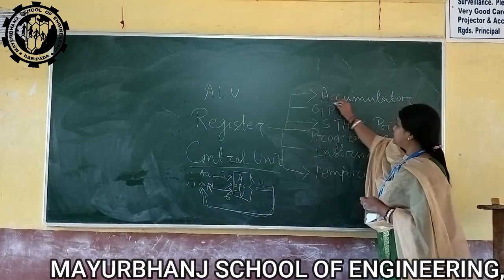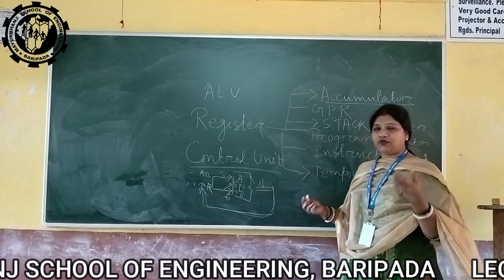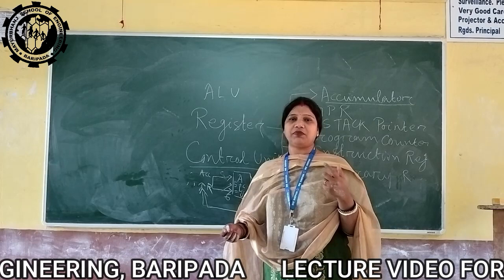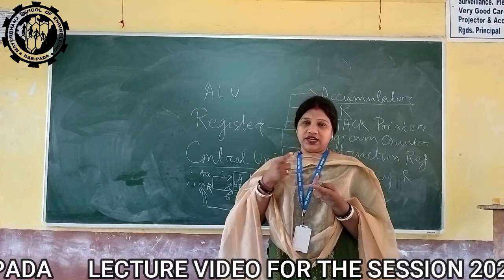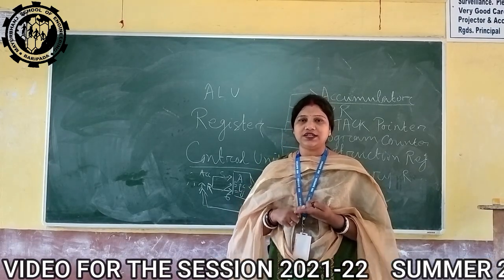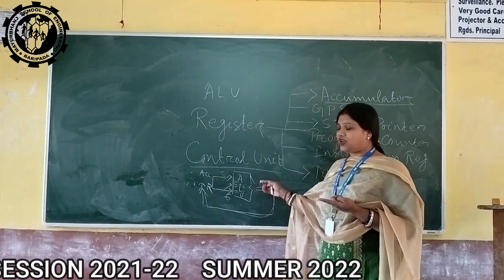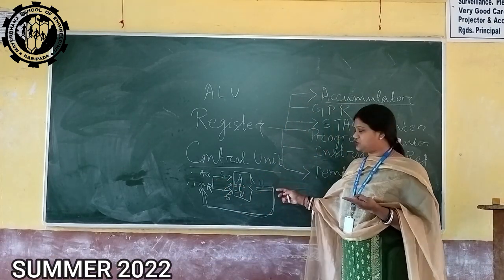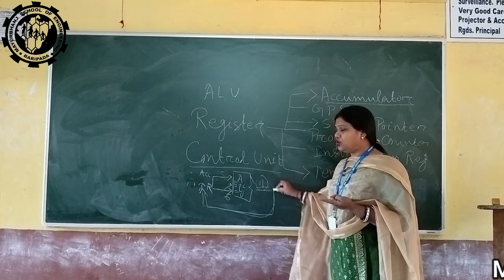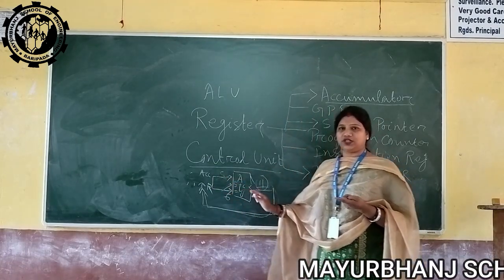That is the main function of the accumulator. When we are asked what is the main function of the accumulator, it stores the final result of the ALU. Whenever the ALU performs some operation, the final result will be stored in the accumulator.